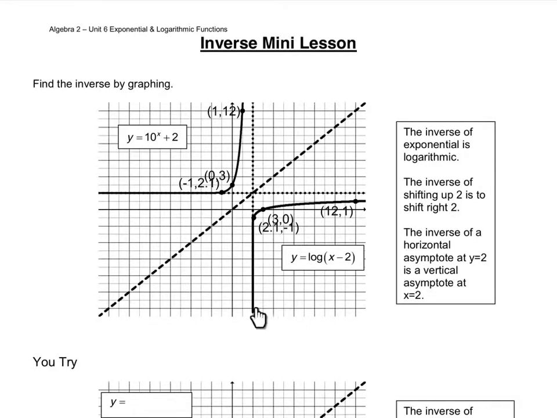Now, let's say that this is my function, and it's going to the right 2. It means it has to go up 2. The inverse of log is exponential. Going right 2 means going up 2. If I have a vertical asymptote at x equals 2, it means I have a horizontal asymptote at y equals 2. Now to draw the graph, you can take any point of those and switch the x and the y to give you the points of the inverse function.